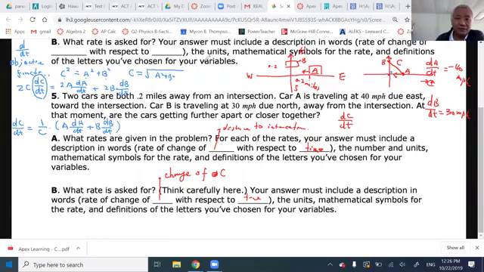Now, we know C right now because they ask you to find, at that moment, whether the cars are getting further apart or closer to each other. At that moment means what? A equals 0.2, B also equals 0.2, because they told you that both cars are 0.2 miles away from the intersection.